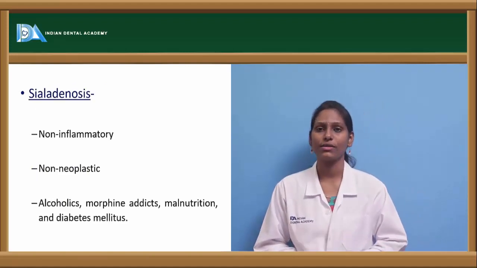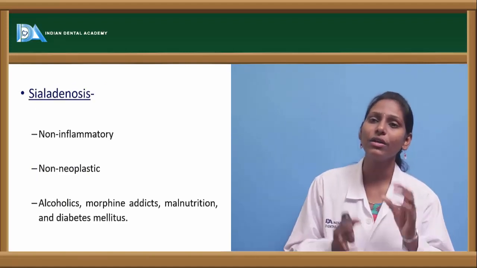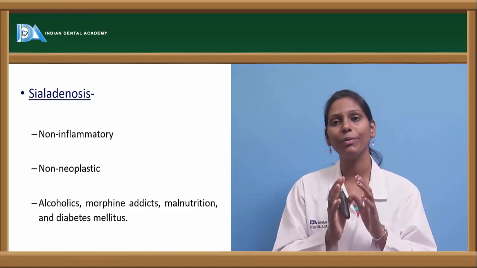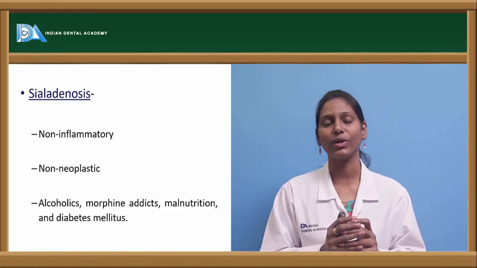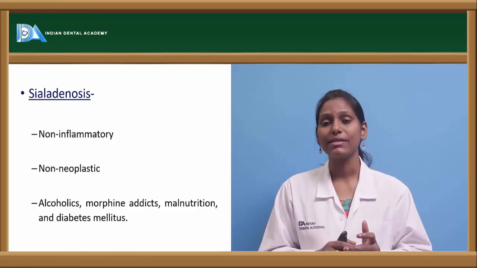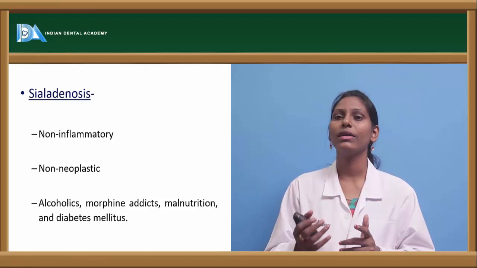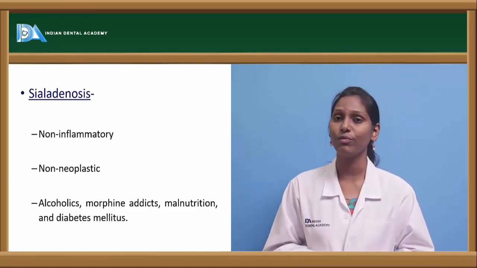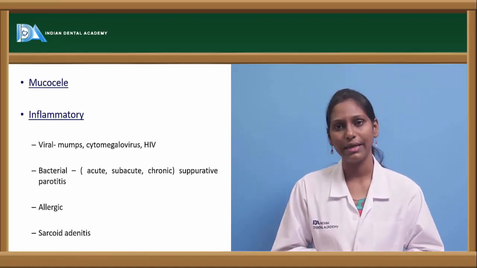Next is sialadenosis. Sialadenosis is nothing but non-inflammatory, non-neoplastic swelling of the salivary glands. It is most commonly seen in metabolic disorders such as diabetes mellitus, in chronic alcoholics, and in morphine addicts, and in case of malnutrition we also see this sialadenosis.